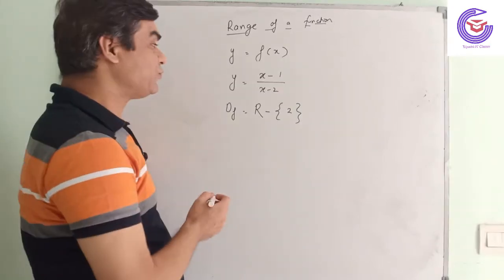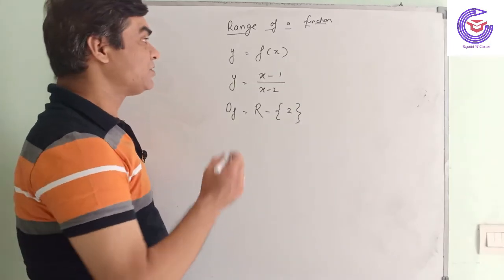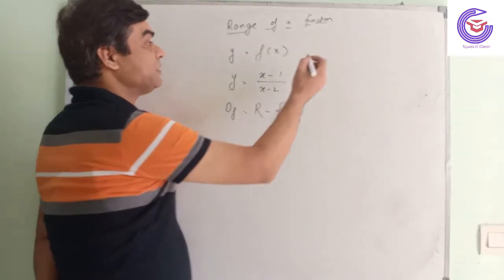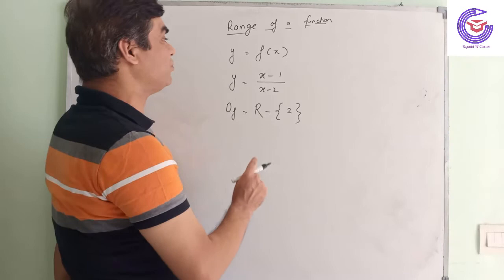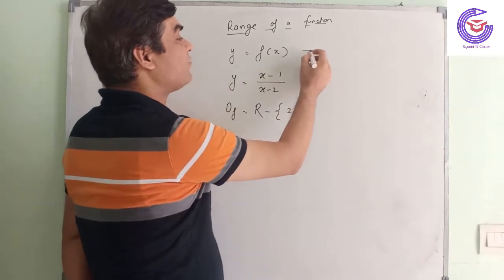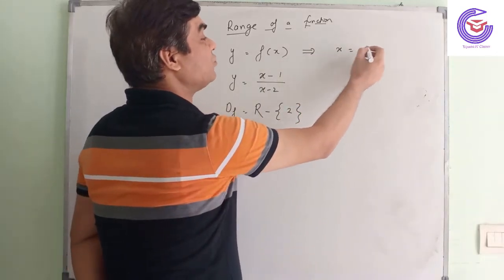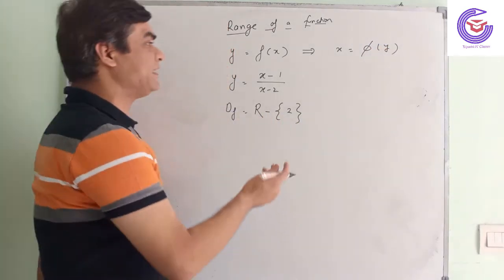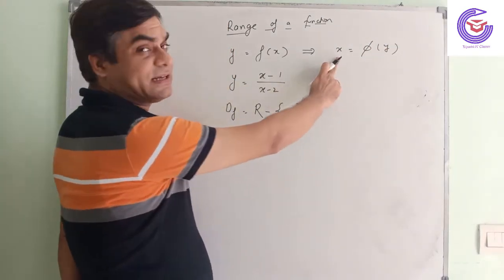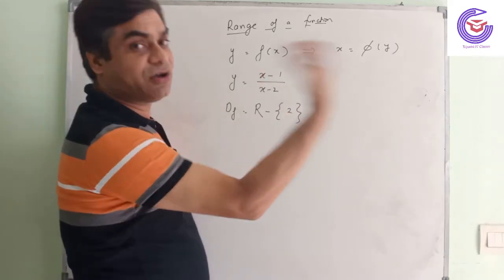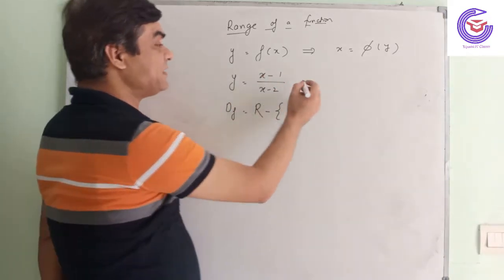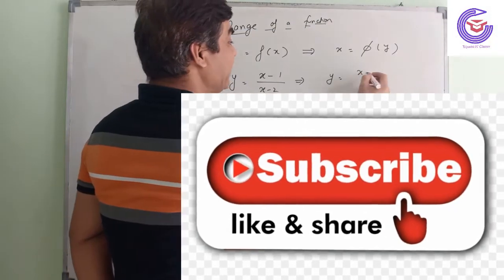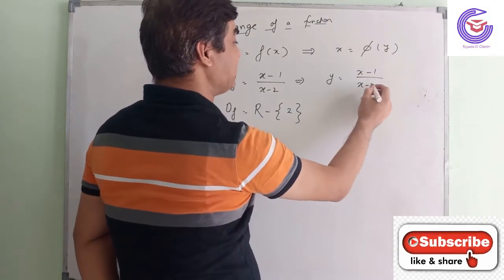But if I ask you to find the range of this function, what is the method? In case of range, we convert this function into x is equal to a function of y. So we put x on one side and all y on the right side. Let me show you how I do this for this question. y is equal to (x minus 1) upon (x minus 2).